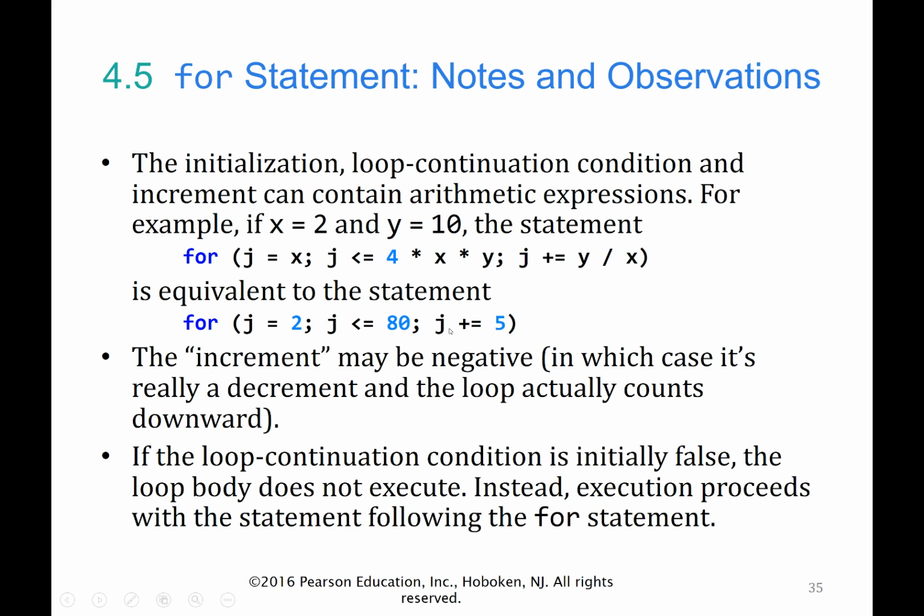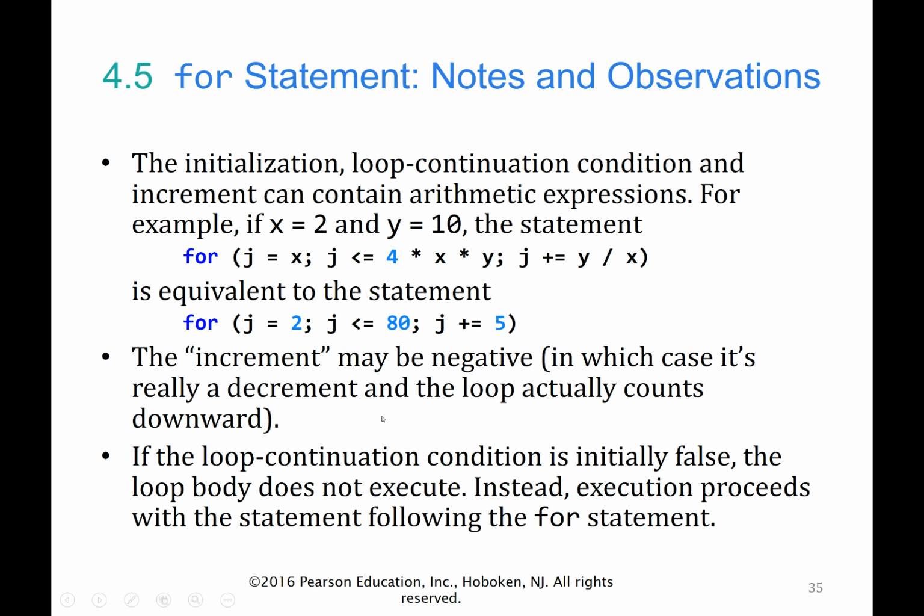Here's a case where we initialize J equal to X. We're going to execute as long as J is less than or equal to 4 times X times Y. And we're going to say J is equal to Y divided by X. So again, this is a more complex for loop. Normally, I don't recommend making them this complex, because then you have to go through and calculate it, but there are times that you'll do that.